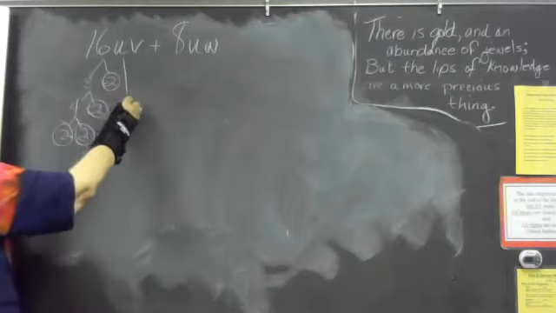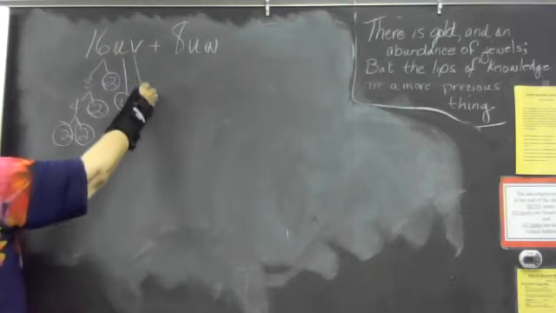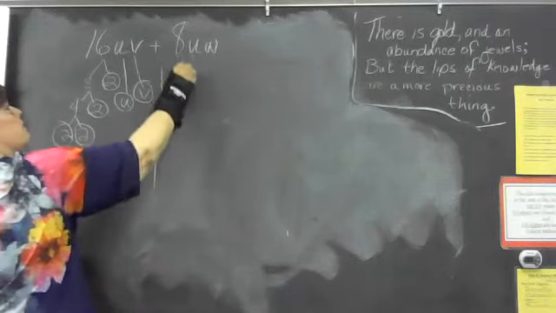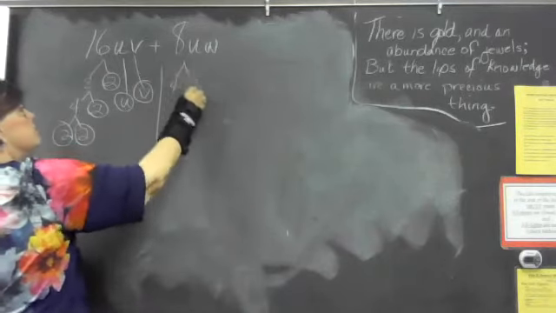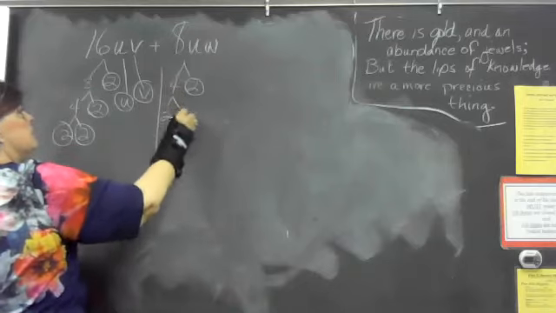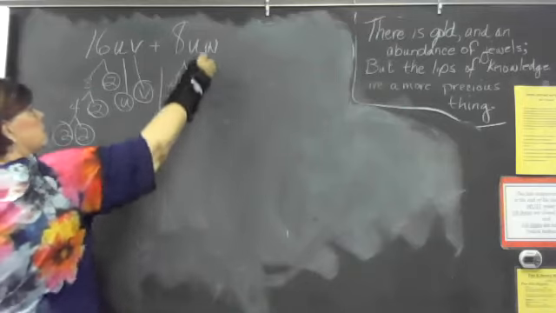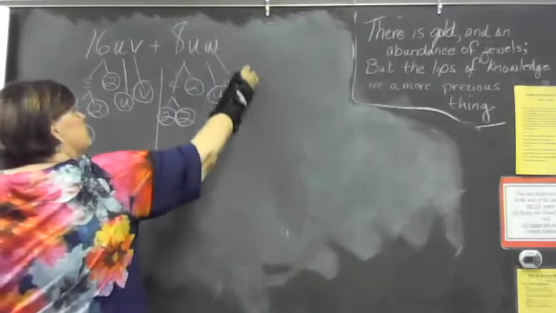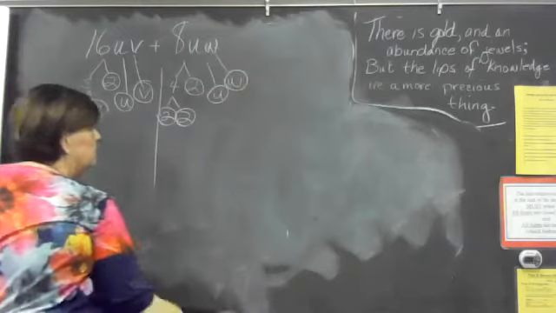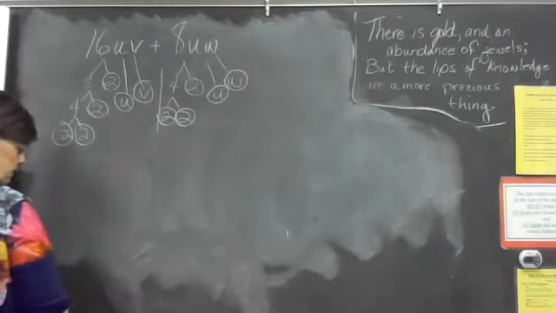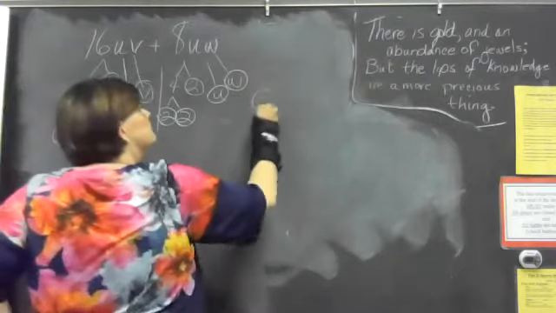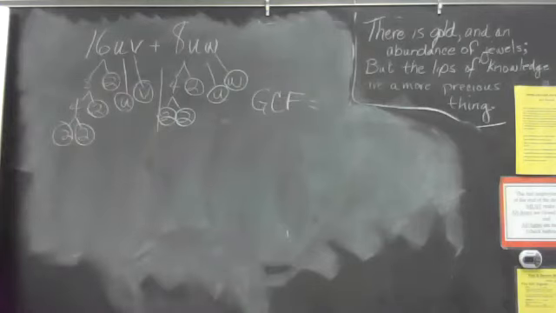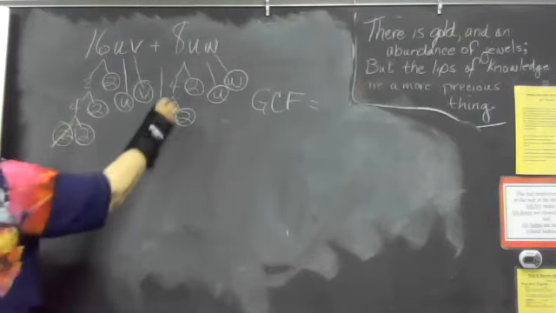I also have a U and I have a V. And I have a 4 times 2, a 2 times 2. I have a U. And so I need to find my common factor. I find things that match. I've got a 2.